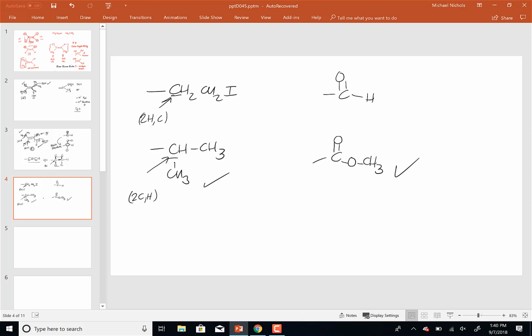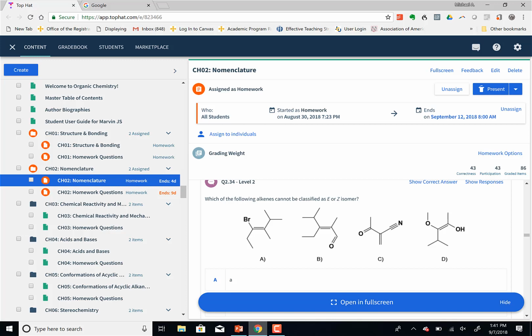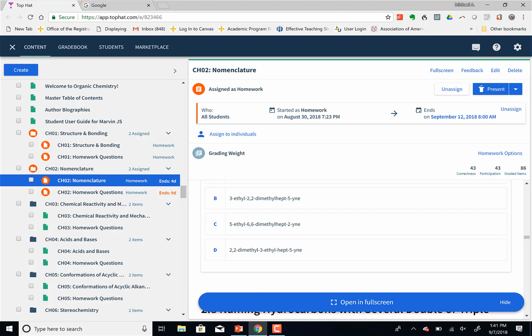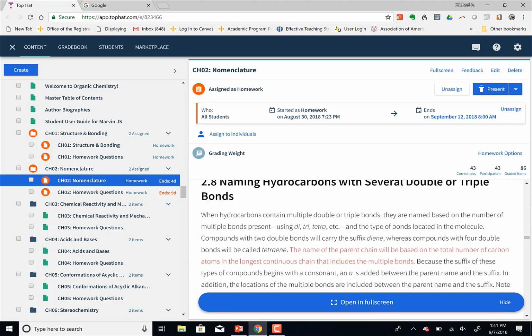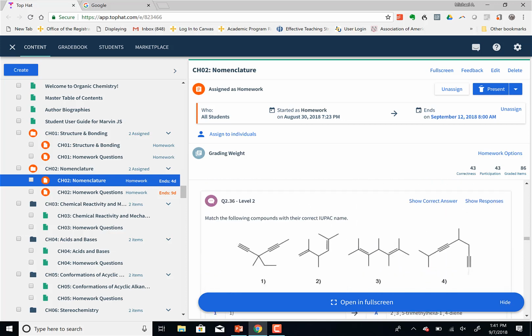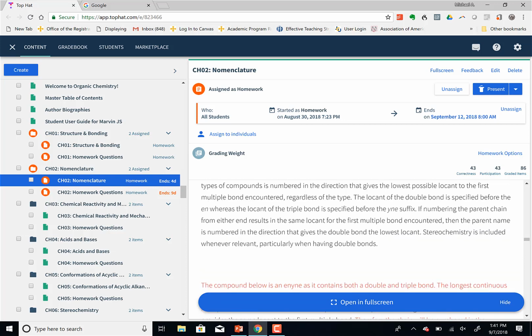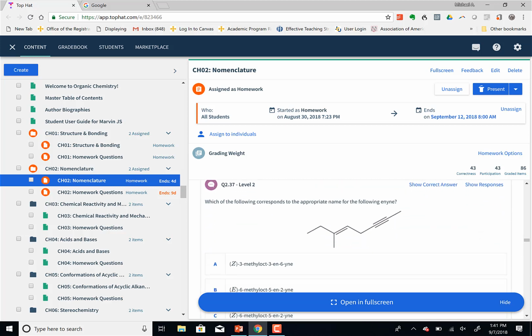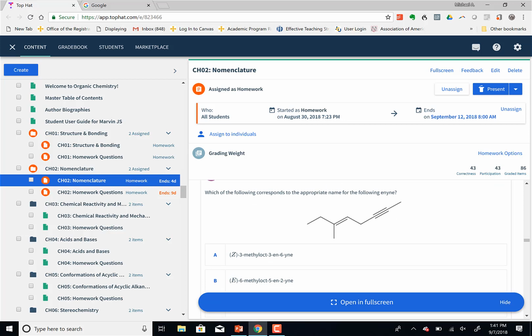What other questions do you have? Question, the 2.37. It says, like, the answer explanation says the alkyne should be numbered so they either get the lowest possible position number. When there's a tie, it goes to the alkene, but that's not the case in this question. Okay, so how do we name this? So how do we name that molecule?